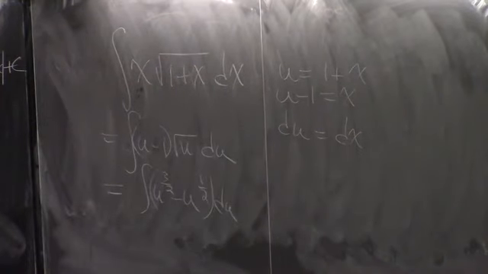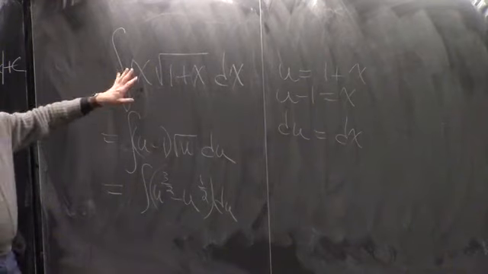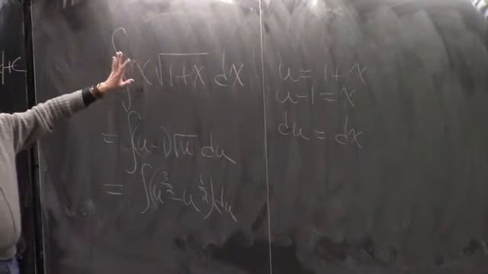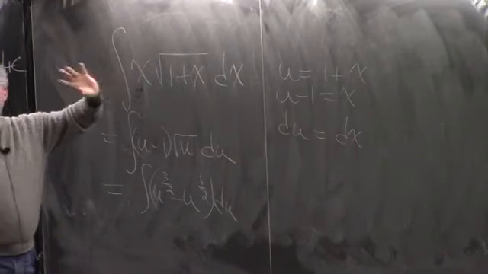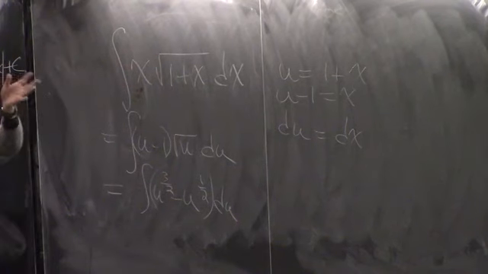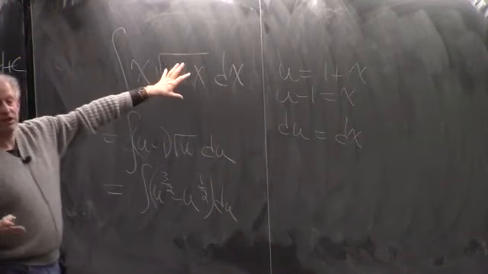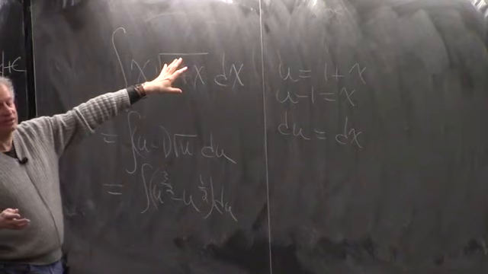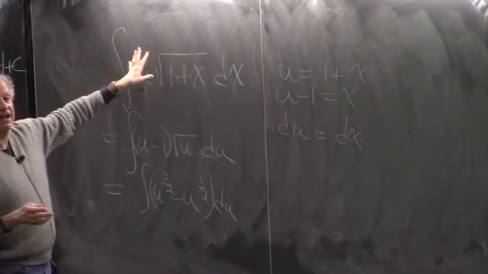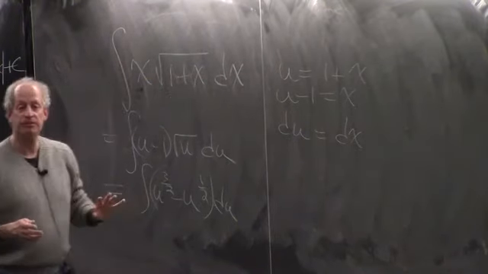So how do I know to do that? I look and I say, if you have an x and an a plus or minus x, that's the trick that you use. So if you look at the integral and one of them is some constant plus or minus x, or the other way around, x plus or minus a constant, and the other is just plain x, this is the trick you're going to use.